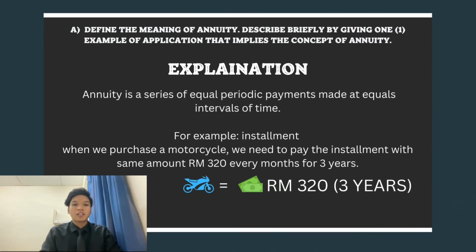I'm gonna discuss the first question, A. Define the meaning of annuity. Describe briefly by giving one example of application that implies the concept of annuity. Annuity is a series of equal periodic payments made at equal intervals of time. For example, installment. When we purchase a motorcycle, we need to pay the installments with the same amount, 320 ringgit, every month for 3 years.